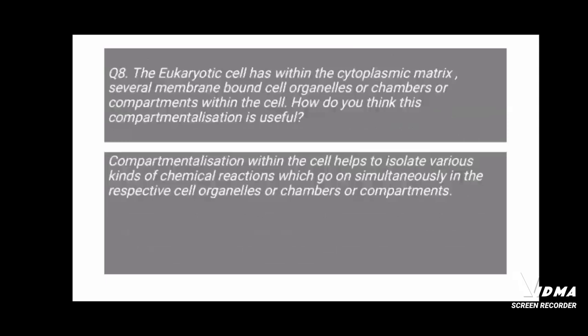Next question. The eukaryotic cell has within the cytoplasmic matrix several membrane-bound organelles or chambers or compartments. How do you think the compartmentalization is useful? Your answer is: compartmentalization within the cell helps to isolate various kinds of chemical reactions which go on simultaneously in the respective cell organelles or chambers or compartments.